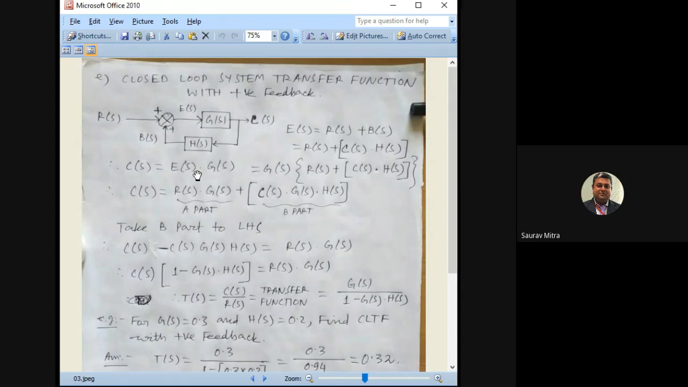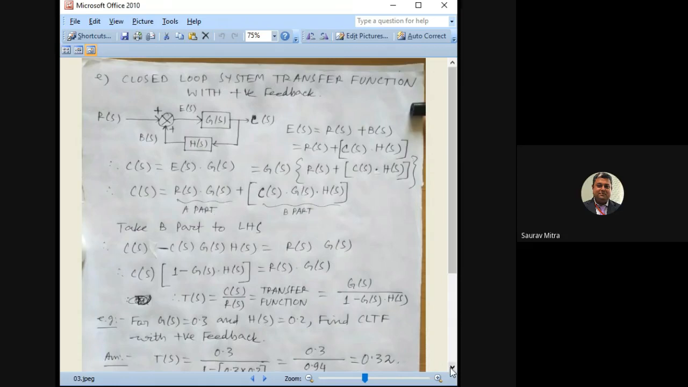Same way, CS is equal to ES into GS. Substitute ES as RS plus CSHS, and then open the bracket. So CS, that is output, is equal to open loop gain, that is GS, into error signal. So GS into HS. From here, substitute the value of ES from the previous equation, open the bracket.